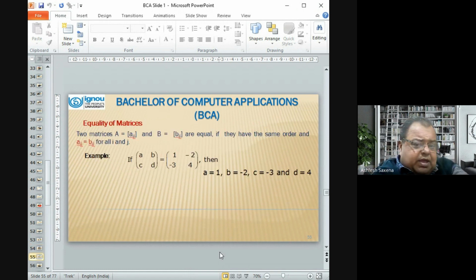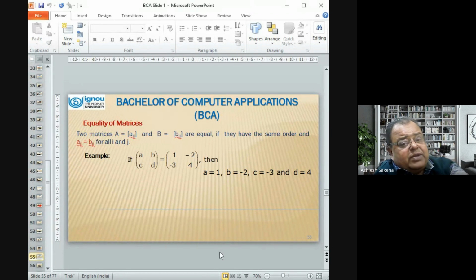What is meant by equality of matrix? If we talk about equality of matrix, that means we are talking about 2 matrices, and they are separated by a sign of equal to. Under what conditions will the 2 matrices be equal? 2 matrices can be equal only when both the matrices are of the same order.